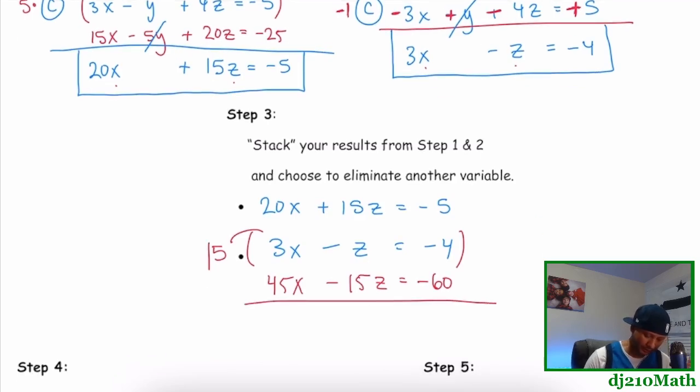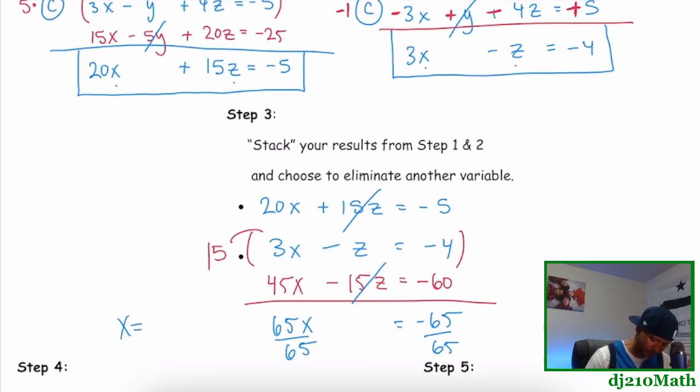So when I add them together, 20 plus 45 is 65x. 15z and negative 15z cancel. Negative 5 plus negative 60 is negative 65, which is nice. Because when I solve for x, I divide both sides by 65, and I see that x is equal to negative 1.